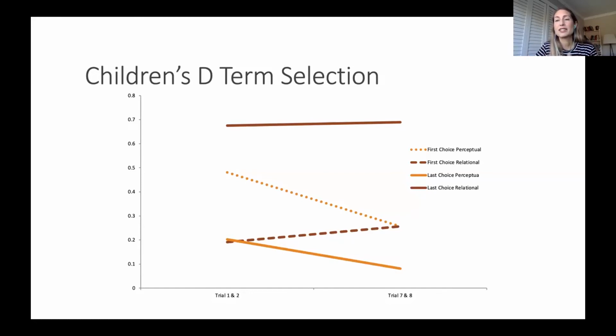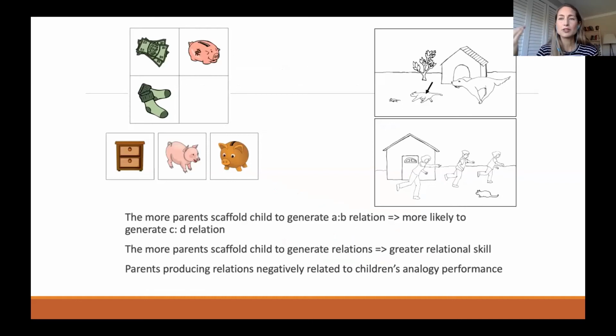And again, this suggests that at least these US parents took this as a goal for their socialization, right? This was something that they should be pushing kids to do. And in fact, what we find when you look at the data is that the more parents scaffold the children to generate the A and the B relation, the more likely the child is to generate the C and D relation. The more that the parents scaffold the child to actually do the work of generating relations, we see that's related to greater relational skill.